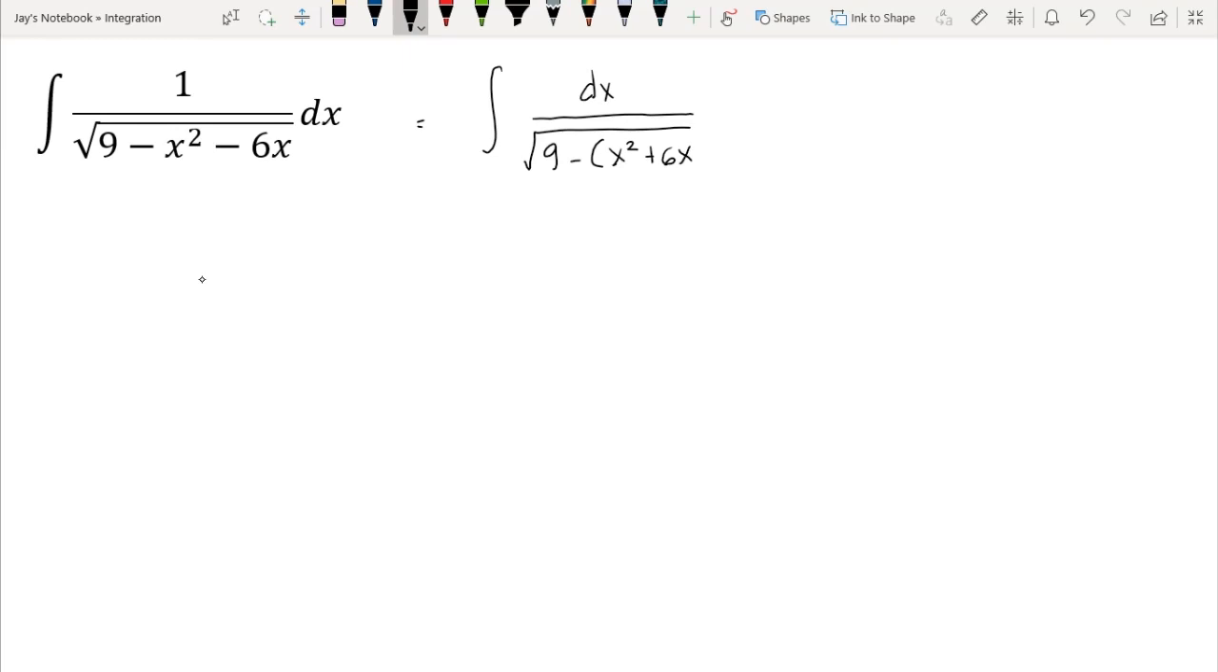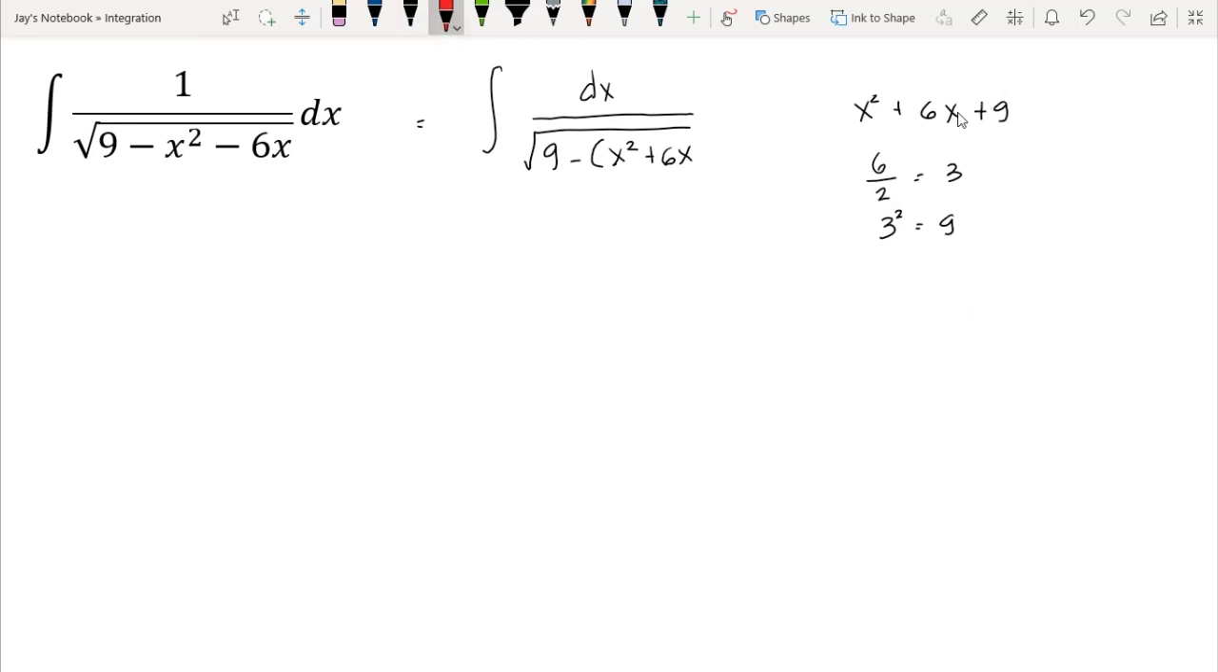Okay, so in this case we have x squared plus 6x, so we need to introduce a number that could make this into a square of binomial. So we have x squared plus 6x. If we divide 6 by 2, we get 3, and the square of 3 is equal to 9. So therefore we could have plus 9 here.